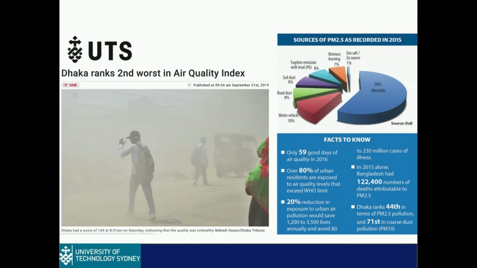So in 2015 alone, Bangladesh had 122,400 deaths attributed to PM 2.5. You see how severe it is. And Dhaka ranked 44th in terms of PM 2.5 pollution and 71st in coarse dust pollution, PM 10, in 2015.